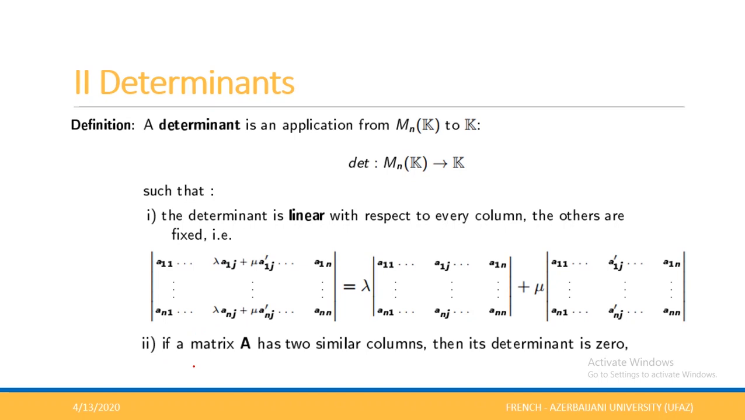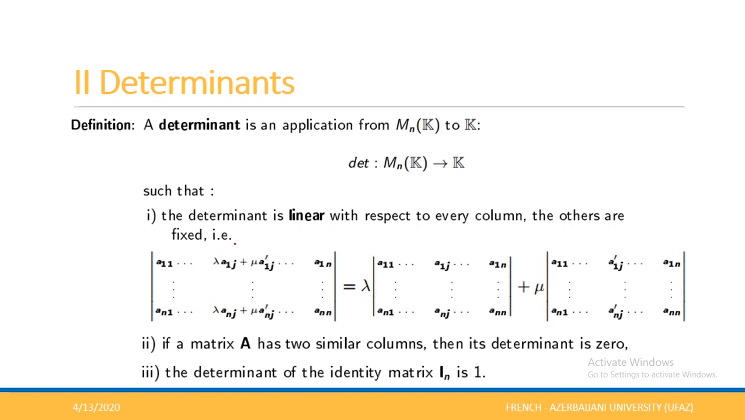If a matrix has two similar columns, then its determinant is zero. The determinant of the identity matrix is one. As you see here, we have no formula to calculate the determinant of a matrix. We know only this operation or application and these three properties. That's all. And using these properties, we will define how to calculate the determinants.